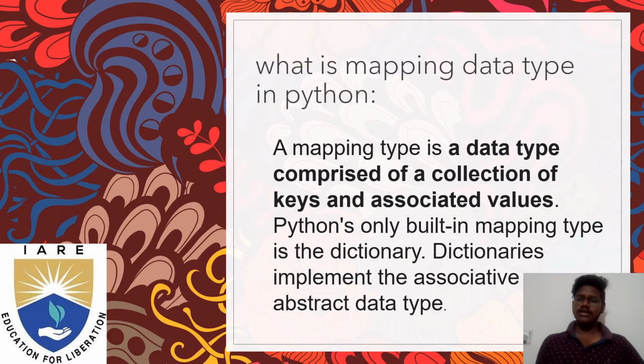A dictionary's keys are almost arbitrary values. The only types of values not acceptable as keys are values containing lists or dictionaries or other mutable types that are compared by value rather than by object identity.